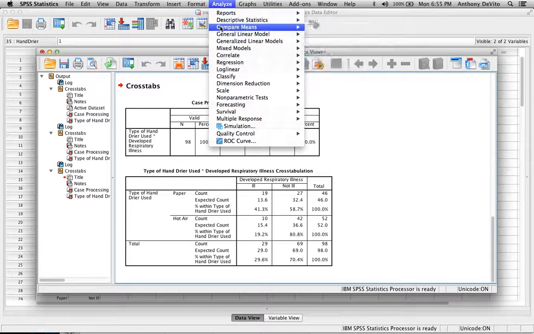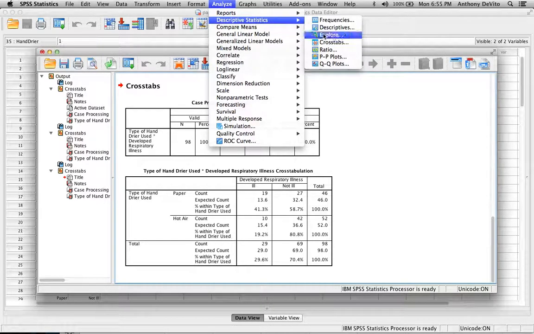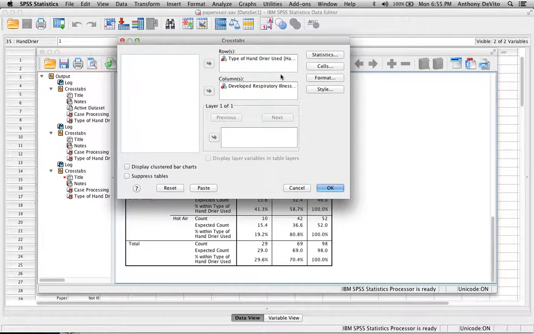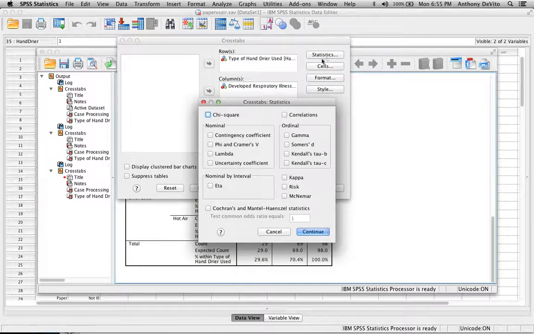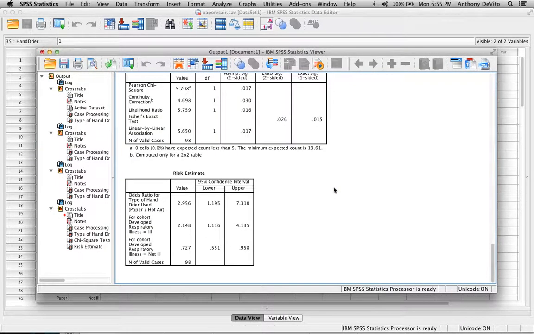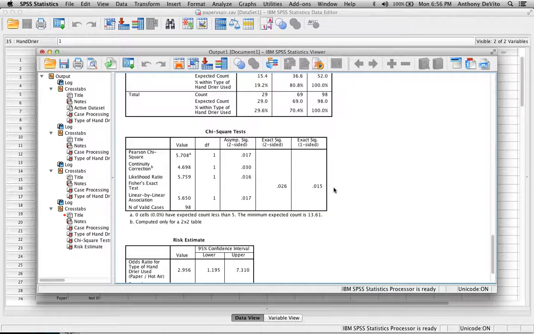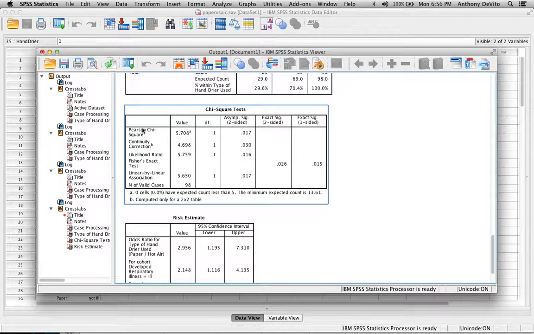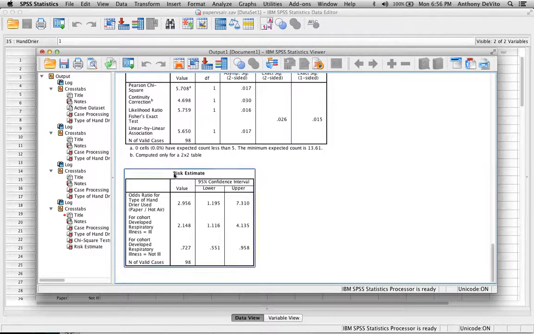I'm going to go Analyze, Descriptive Statistics, and this time I'm going to go into Crosstabs, and into Statistics. I'm going to ask SPSS to calculate chi-square and to calculate risk. And I'm going to click Continue, and then click OK. Well, now it's going to give me the same table I had before, except this time it's going to calculate my risk estimates, odds ratio, and risk estimates.